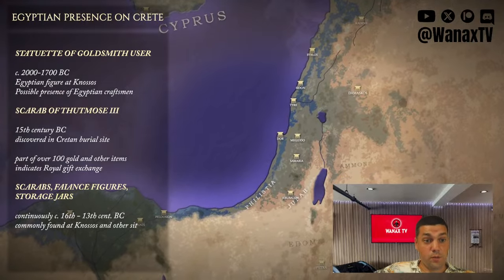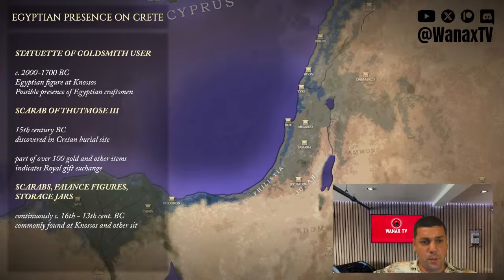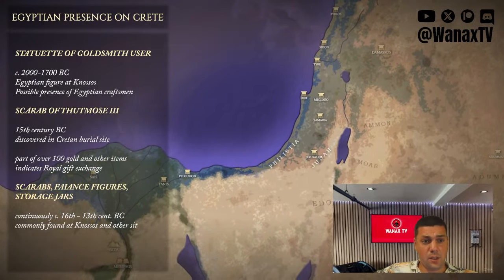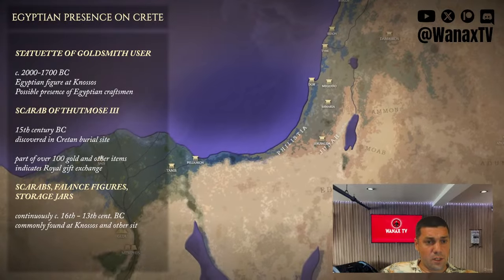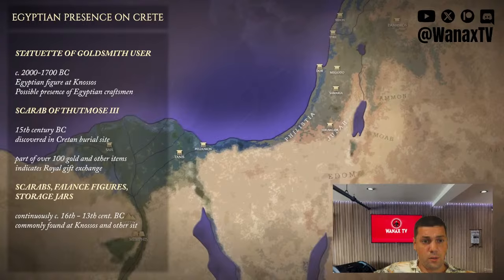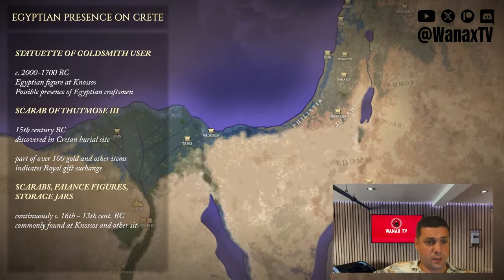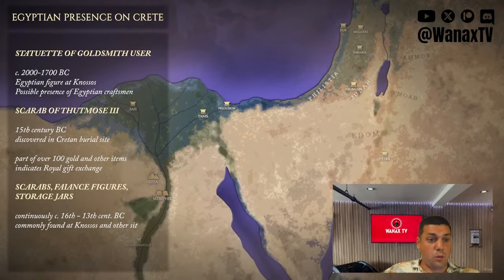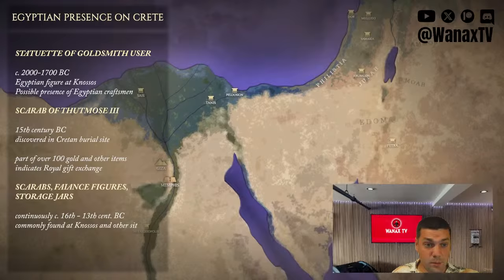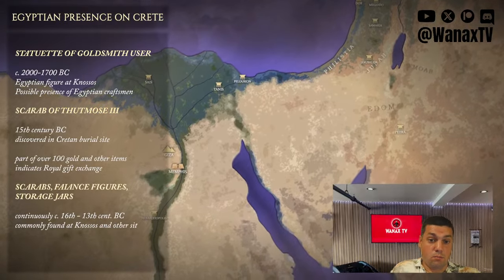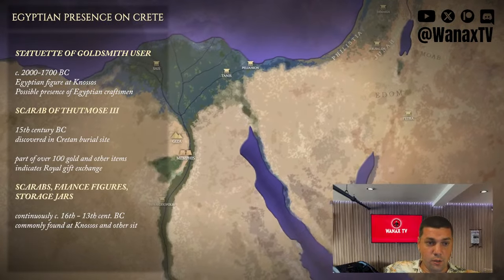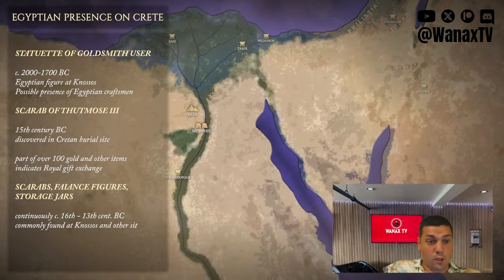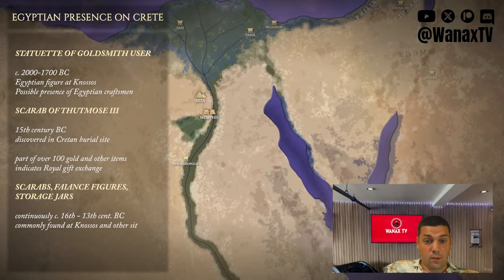We have the famed scarab of Thutmose III, dated to 15th century BC. His reign covered much of the century. I believe he started his reign in the earlier part of the century, and that lasted throughout much of the century, the mid-century, and eventually ended late in the 15th century BC. This scarab is discovered in a Cretan burial site, and it was a part of over 100 gold and other items. It just shows the prestige of the Egyptians themselves that they held on Crete, not only Cretan prestige in Egypt that we just talked about. It indicates royal gift exchange.